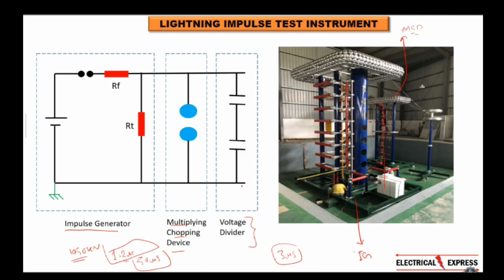Next is the voltage divider. This voltage divider steps down whatever voltage we applied, and with this we provide the input of our monitor, the CRO, where we want to see the graph. So I hope, friend, you have understood the instruments of lightning impulse and this circuit which I made, RF, RT, MCD and voltage divider. This is what we call the Marx generator circuit.